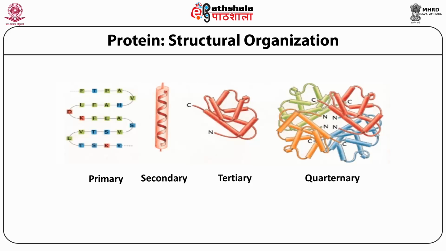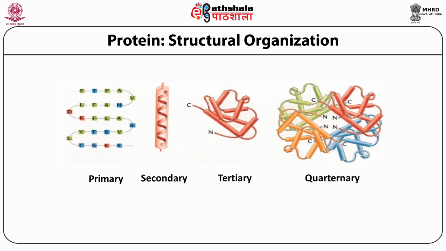Broadly, four different levels of structural organization are found in proteins. They are the primary, secondary, tertiary and the quaternary structure. The primary structure comprises a sequence of amino acids linked to each other by a covalent bond called the peptide bond. Sequences which are less than 50 amino acids are generally referred to as peptides, while proteins that have more than 50 amino acids are called proteins or polypeptides.